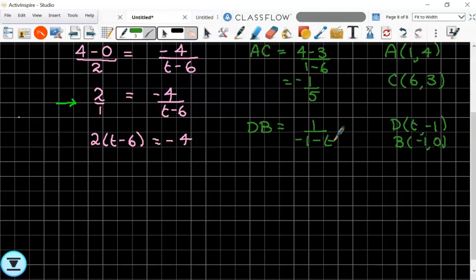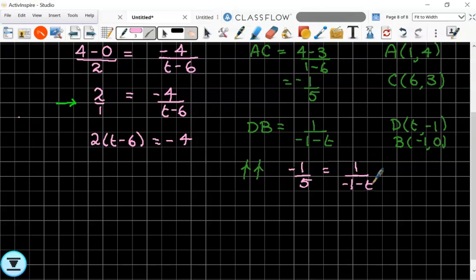Now, because they said the lines were parallel, what does that mean? I can now say, since they're parallel, what's that? They are the same. What's another word for same? Equal. So I'm going to actually say that -1/5 equals 1/-1 take t. We happy with that?